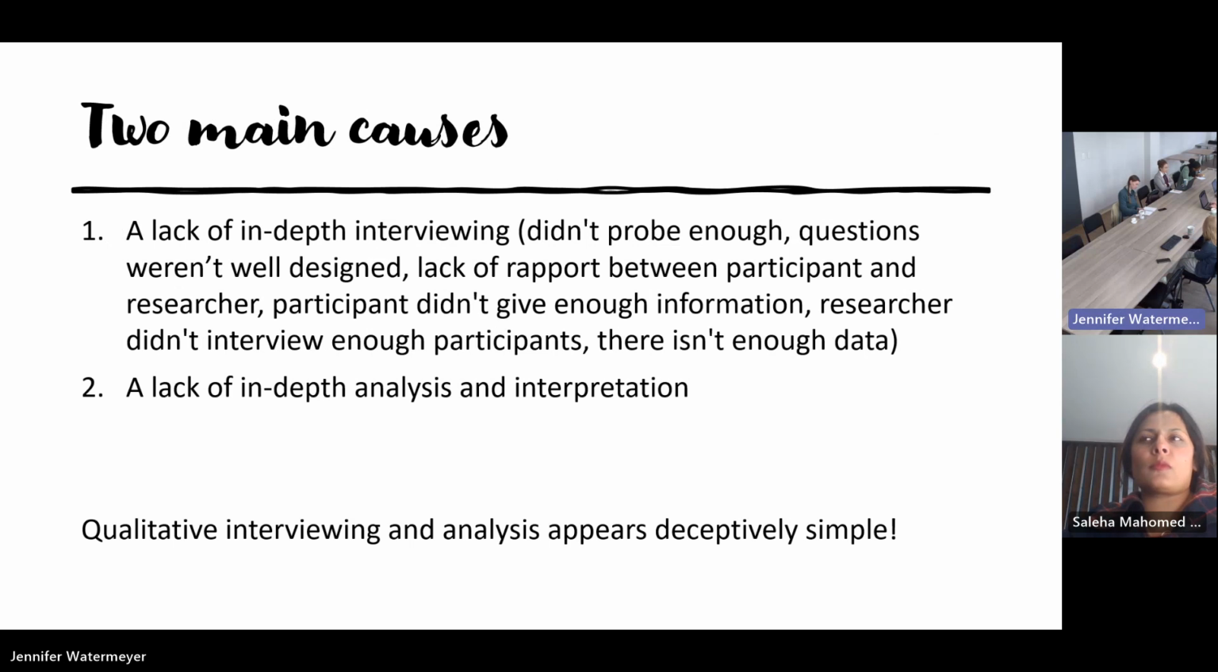So I found this quite interesting in the article. They talk about two main causes of underdeveloped themes. The first is that you actually didn't do a good job of the interviewing. And I think that's a bit of a scary thought, because if you haven't done a good job with interviewing and you've got superficial data, then your themes are going to be superficial too.